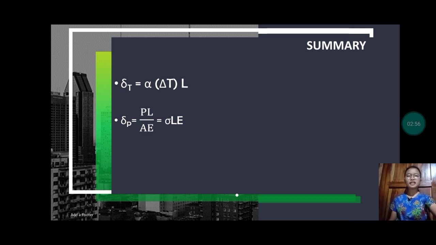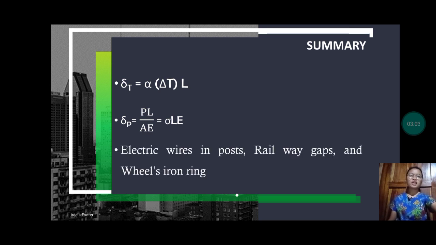On the other hand, applications of thermal strain to everyday life are evident in different structures. This includes electric wires in posts, railway gaps, wheels on iron rings. But it is not limited to those structures. Thermal strain is also evident in expansion joints, thermostats in thermometers, engine coolant, etc. Also, at home, the concept of thermal stress and strain can be observed.